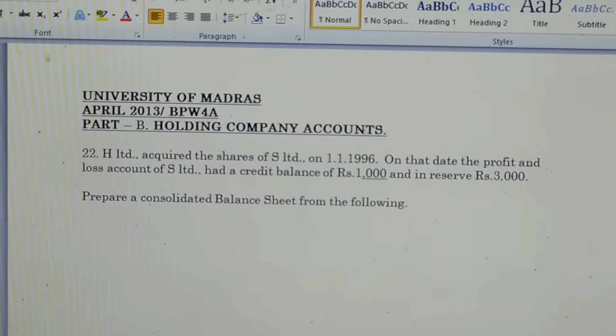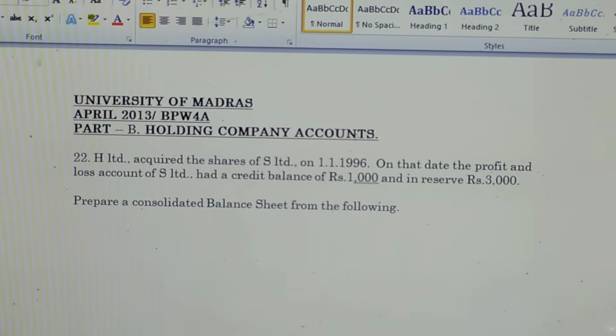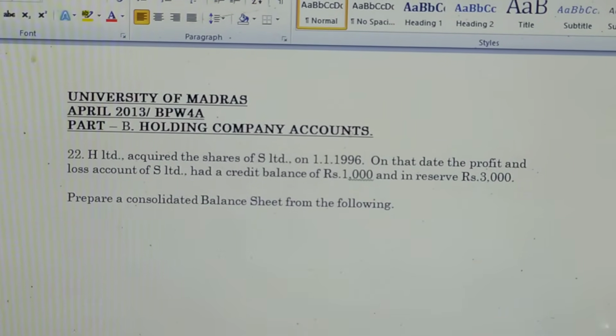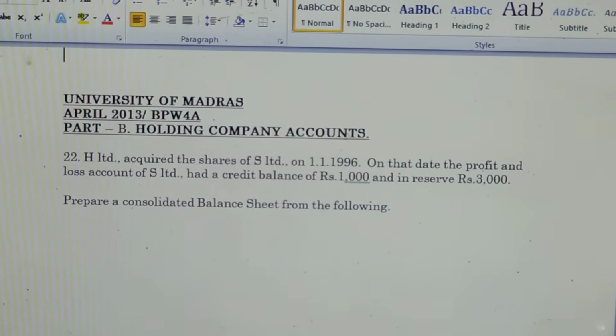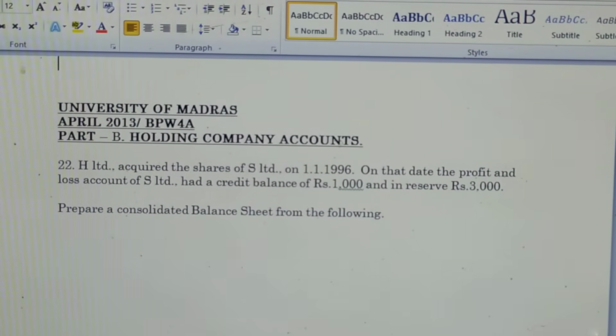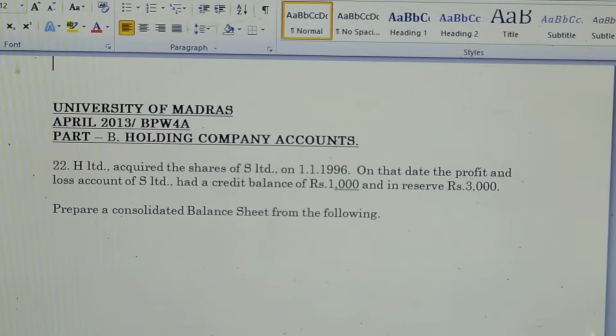H Limited acquired the shares of S Limited on 1/1/1996. On that date, the profit and loss account of S Limited had a credit balance of ₹1,000 and reserve of ₹3,000. Prepare a consolidated balance sheet from the following.